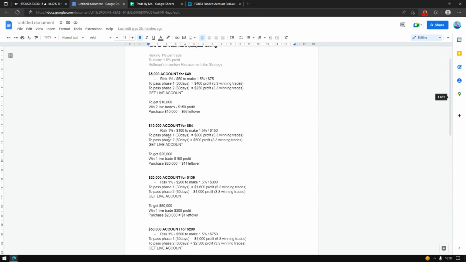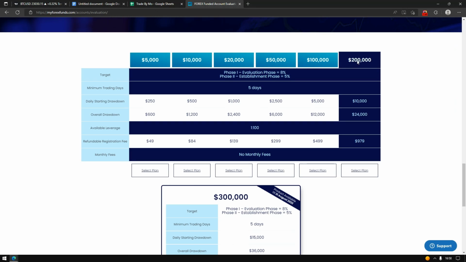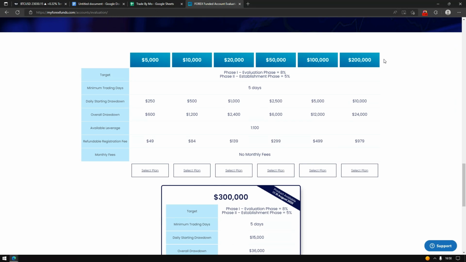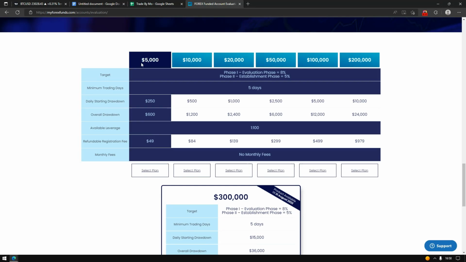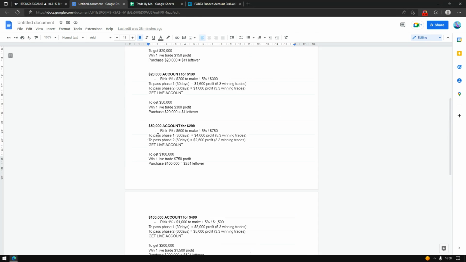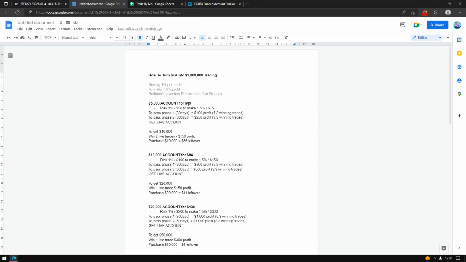You could jump straight to buying the $200,000 account and using the Hoffman strategy, but that does cost $979, which is quite steep for a lot of people. For some people, that's almost an entire month's wage. The price of $49 is a takeaway to a lot of people, you know what I mean? It's super cheap. Nice and simple, we're going to start with a 5k account. So, just go with me, I promise you.